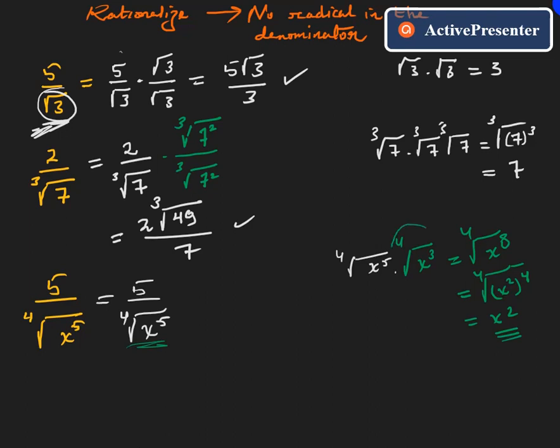So what we will do, we will multiply by the fourth root of x cubed, and also multiply here by the fourth root of x cubed. So our final answer should be 5 over what? Over x squared, of course, here multiplied by x cubed, and we are done.